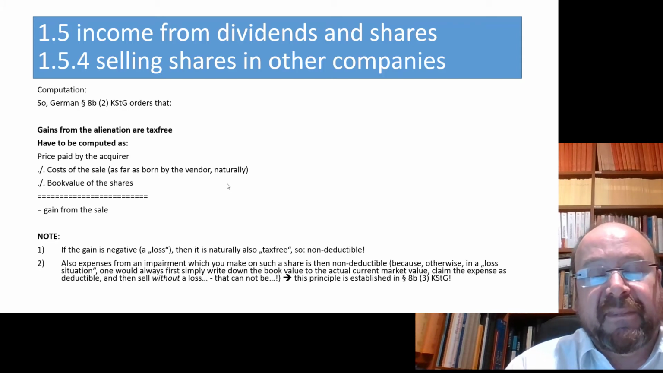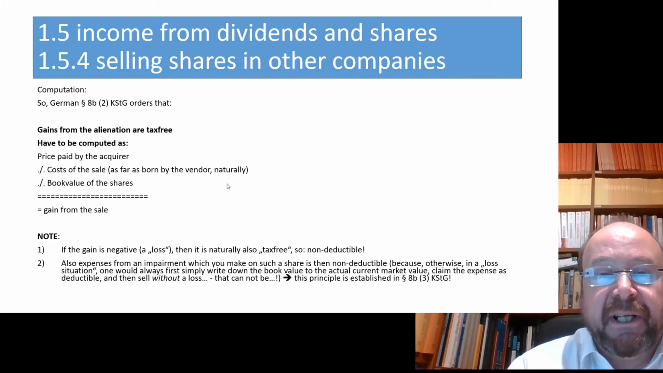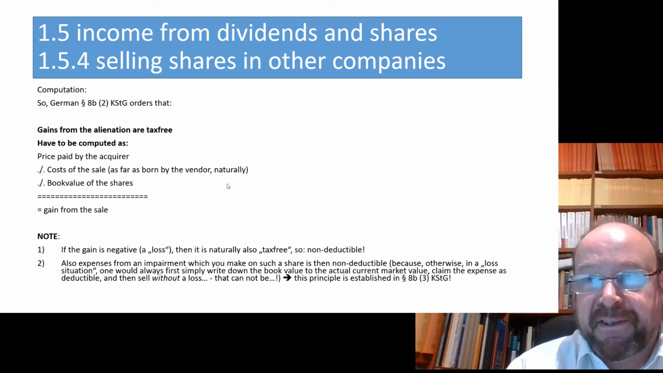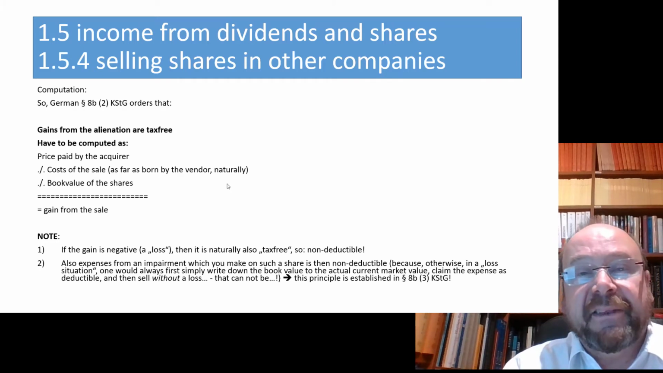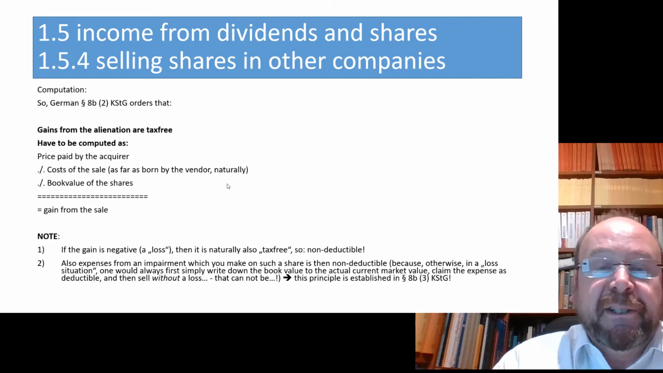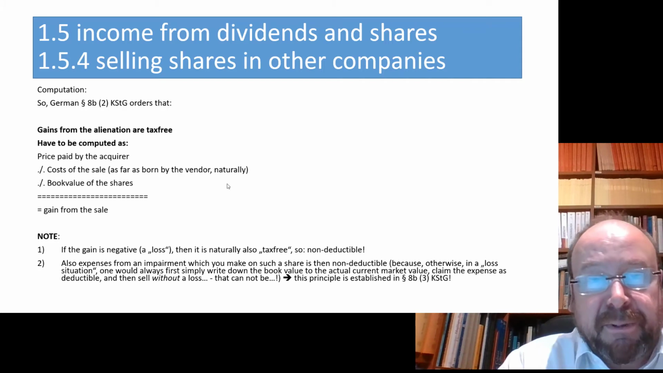Naturally, that can't be allowed, because imagine you have shares with a book value of 1 million. If you sell them, that leads to a loss. So now you depreciate them instead by 900,000 to their present market value of 100,000. And then the subsequent sale will be market value 100,000 minus present book value 100,000, plus minus 0.